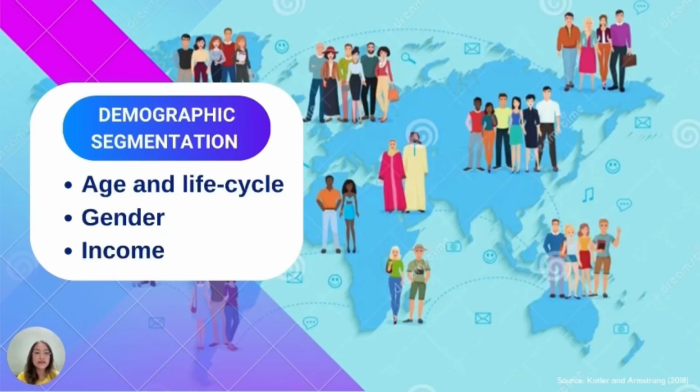The next variable is demographic segmentation, which is the most widely used basis for segmenting customer groups, since consumer needs, wants, and usage patterns often vary closely with demographic variables, and they are also easier to measure than other types. Marketers divide a market into different age and life cycle, gender, and income segments. The example for age and life cycle is that advertisements for cuddly toys are often aimed at small children, while video games are more preferable for teenagers.